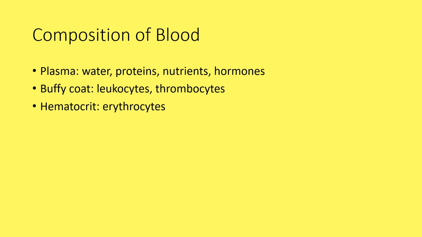So what's the composition of blood? Well, you have the plasma, the fluid. That is composed of water. There's proteins in there. There's nutrients in there. There are hormones in there. There's what we call the Buffy coat.